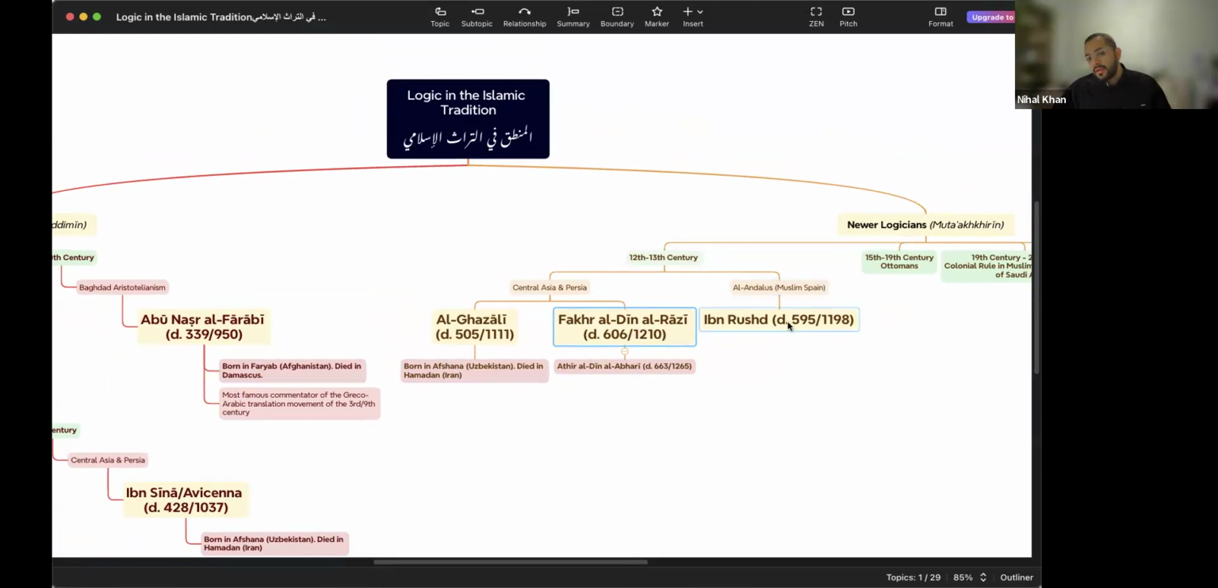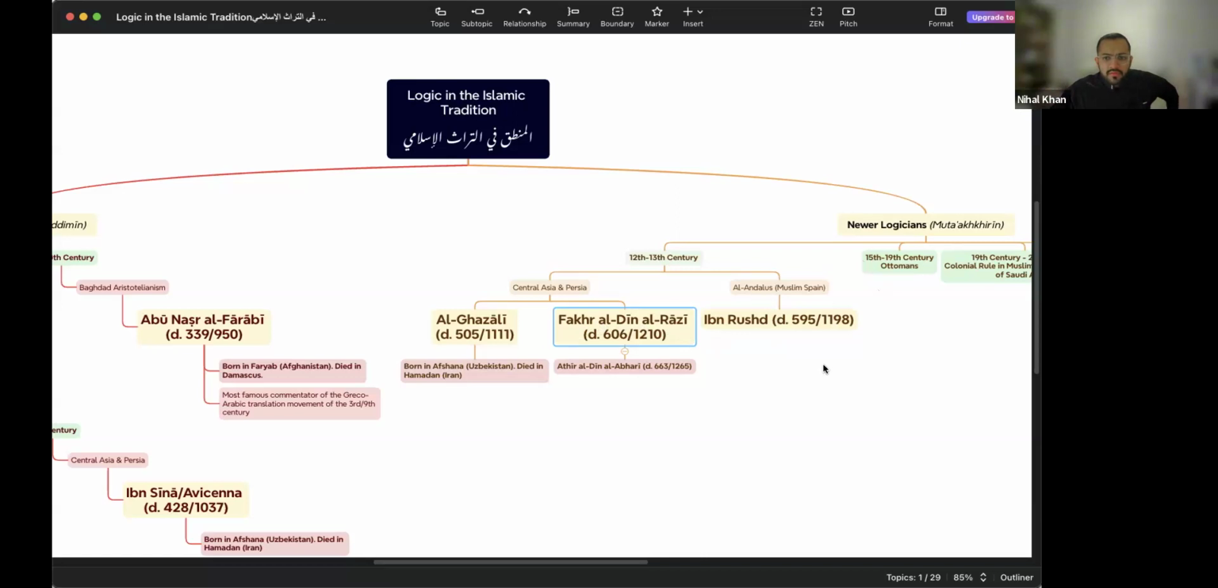And then you have Ibn Rushd. Ibn Rushd is someone that was from Spain. He had also done some work as well, but mainly Fakhruddin al-Razi's work was basically the bunyad, or the foundation, for many works of tafsir. If you actually read his tafsir work, he talks a lot about mantiq.